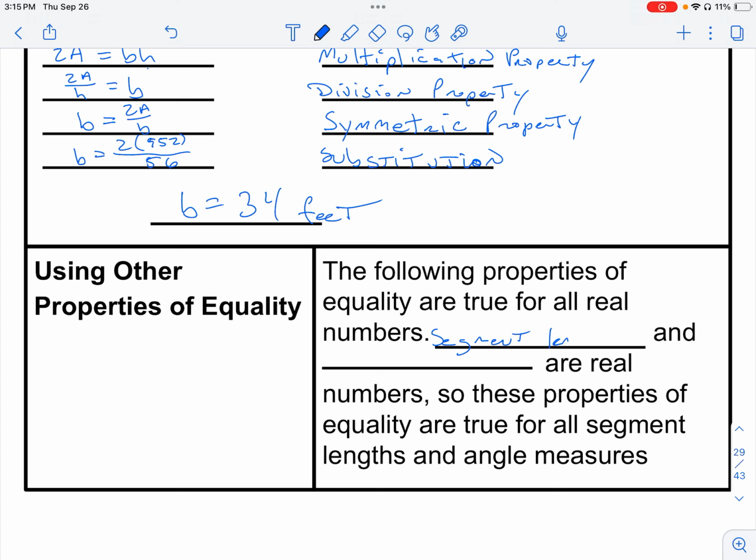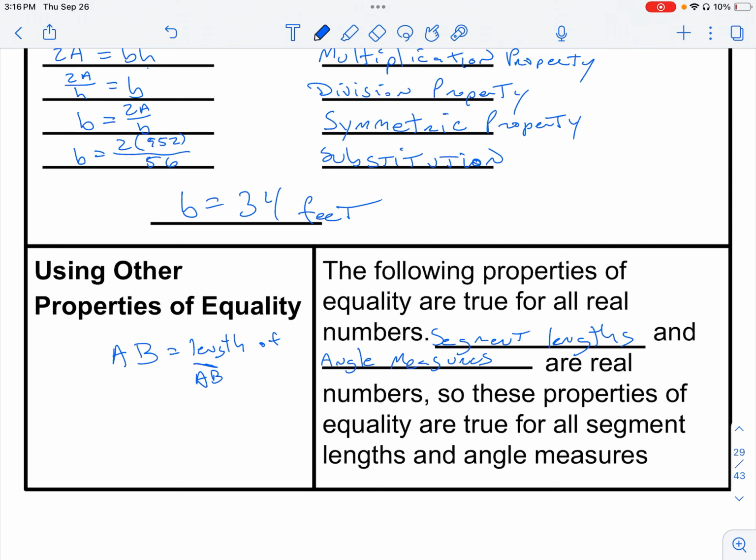And segment lengths and angle measures are real numbers. So we can use the property of equality for segment lengths and angle measures. And just as a reminder, we have AB, that is equal to the length of segment AB. So it's going to be a number.